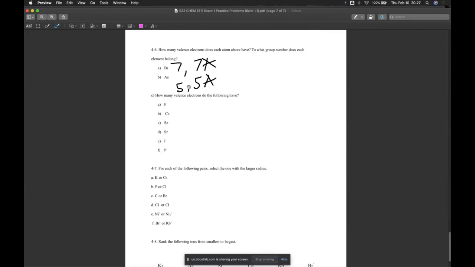How many valence electrons do the following have? Fluorine is in group 7. Cesium is just 1. Selenium is 6, Sr is 2. I is 7. And then P is 5. And you look at this using the periodic table.